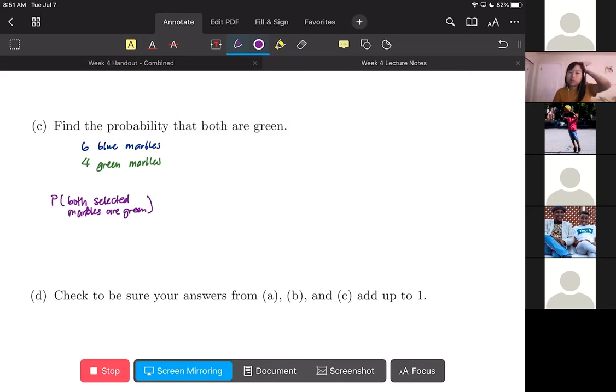Using the technique we just talked about, 4 choose 2 over 10 choose 2. Yeah. So if the order doesn't matter, we're doing 4 choose 2 over 10 choose 2. Or if we are counting the ordering, say we first select one, then we select the other, we can also just do directly 4 times 3 over 10 times 9. And this gives us 12 over 90, which simplifies to 2 over 15.